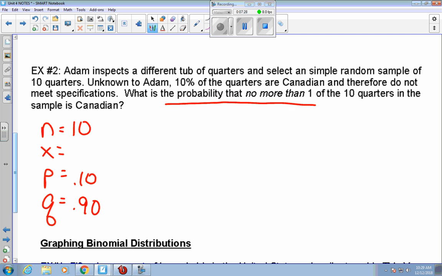Probability that no more than one of the 10 quarters in the sample is Canadian. So no more than one. What x values would I have for that? 0 and 1. So plug in your calculator and get those two p-values to 3 decimal places.